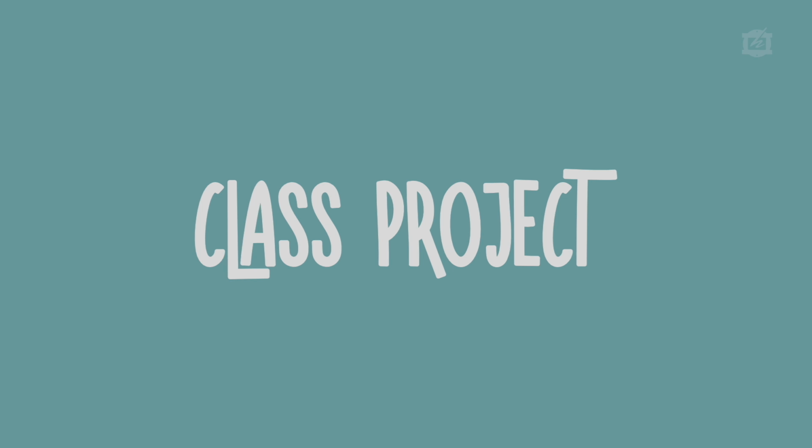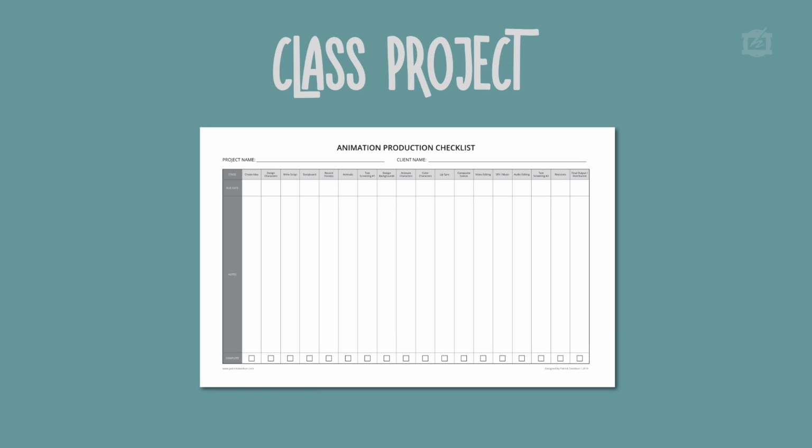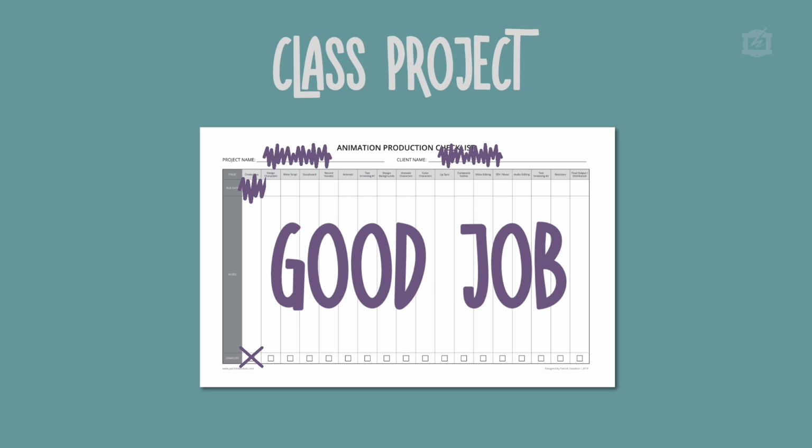For our class project, you will start your animation project using my APC. You will print out my APC PDF and learn how to adjust it for your project. Your assignment will be to fill it out and check off the first checkbox, officially starting your own animated project.